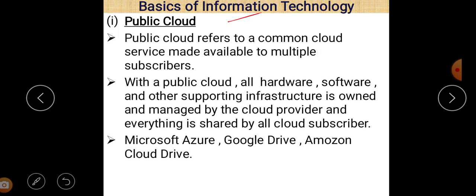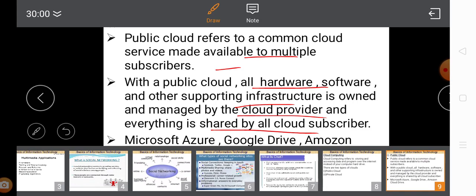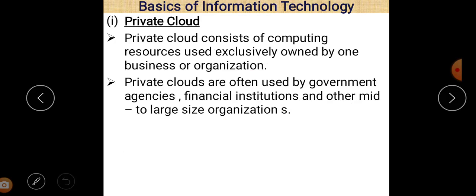Public cloud means it is a common cloud service made available to multiple subscribers. So in public cloud, hardware, software and other supporting infrastructure is owned and managed by the cloud provider, and everything is shared with cloud subscribers. Examples are Microsoft Azure, Google Drive and Amazon Cloud Drive. Next is private cloud. Private cloud consists of computing resources used exclusively by one business or organization.